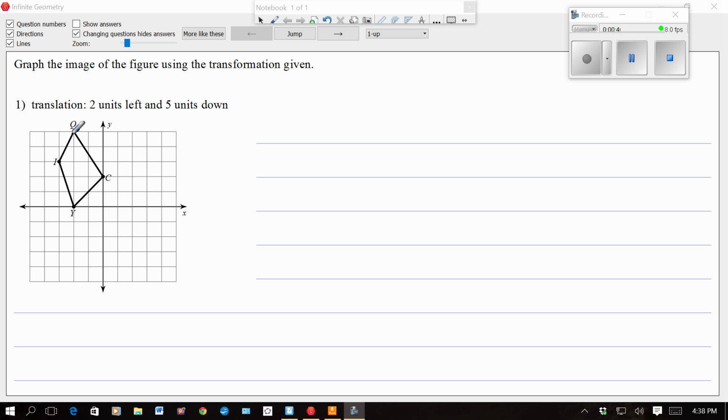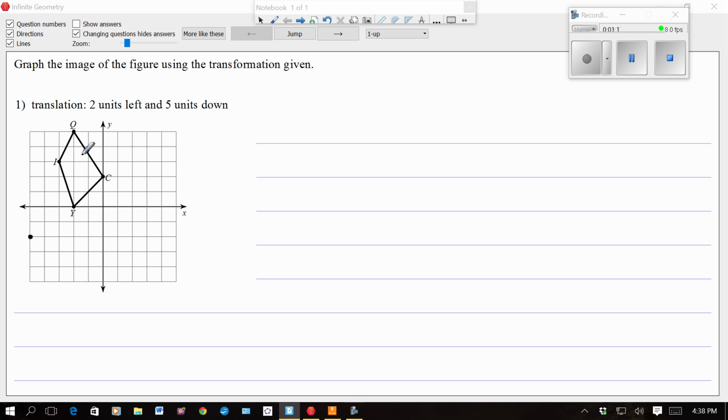When I move an object, I just want to move the vertices, but you have to imagine that you're moving every single point on this object, and on this quadrilateral. So let's move this 2 units to the left and 5 units down. So I want to move I. I'm going to move it 2 units to the left. Then I want to go 1, 2, 3, 4, 5, and move it 5 units down. Put a point right there.